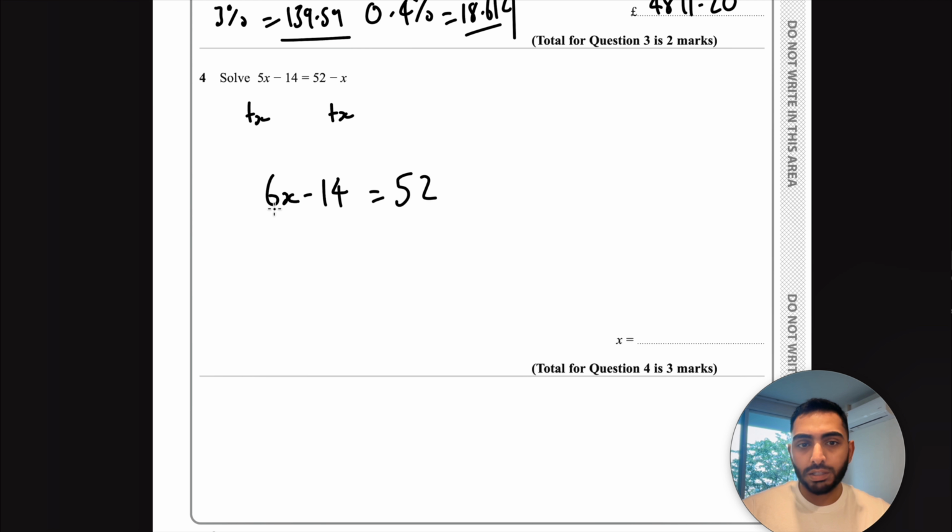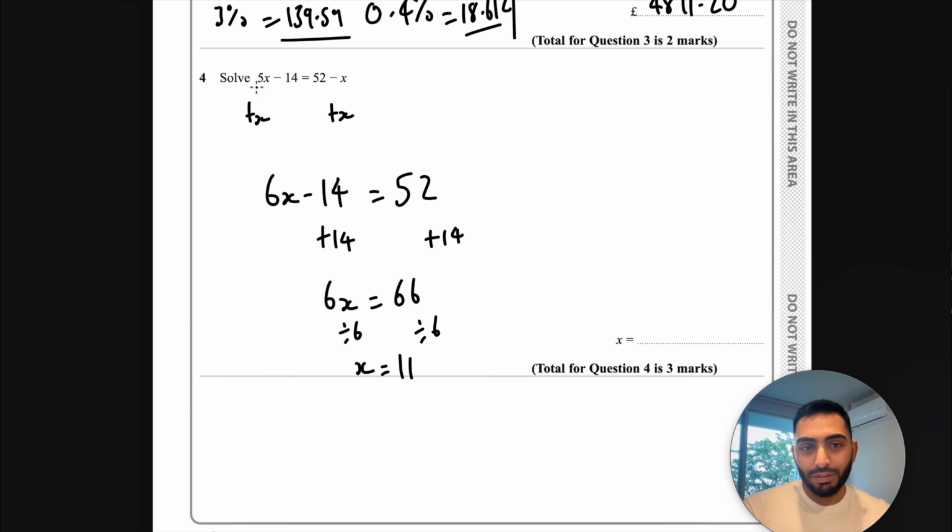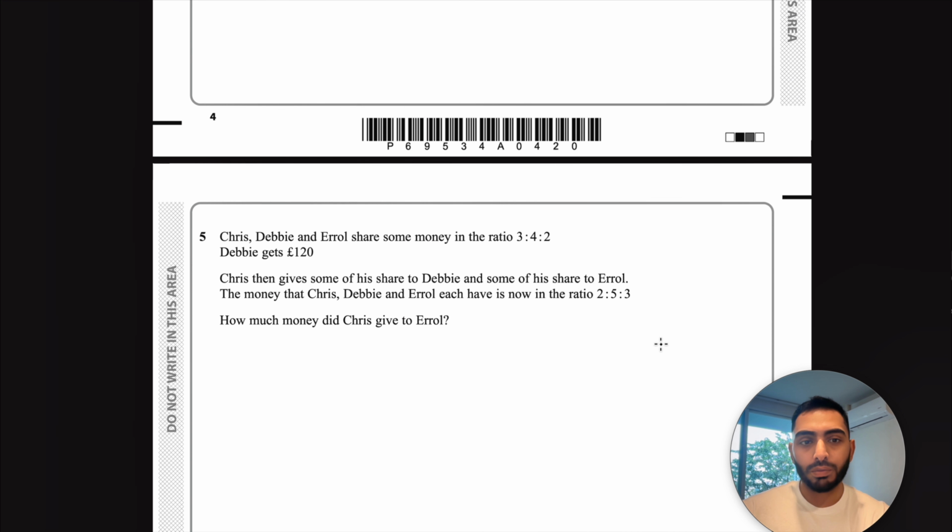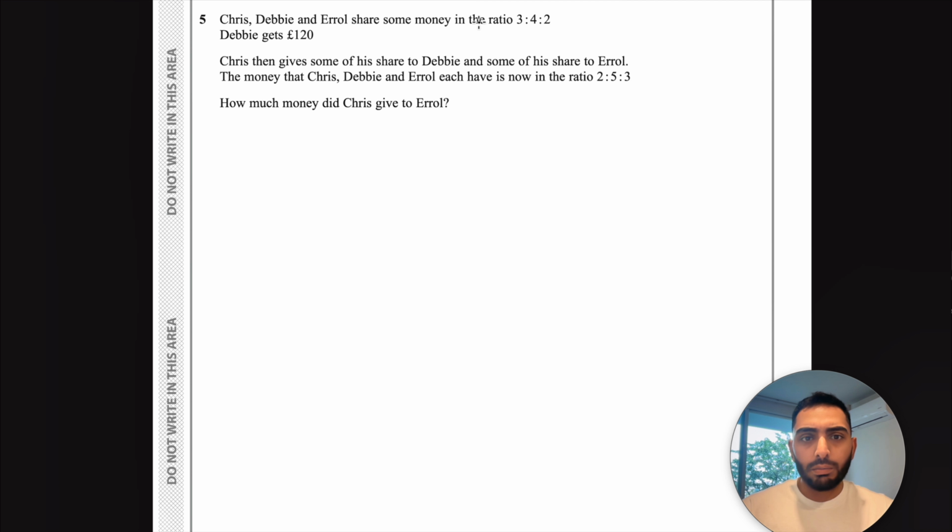X is being multiplied by the 6, and then we're taking away this 14, so we're going to get rid of this first by adding 14. Add 14 there, add 14 there, so it gives us 6x equals 66. That's very nice. We need to divide by 6 because it's being multiplied by 6, so x is going to be 11. And if you substituted that 11 back into here, it would be equal to each other, so x is 11. Question 5. Chris, Debbie and Errol share some money in the ratio 3 to 4 to 2.